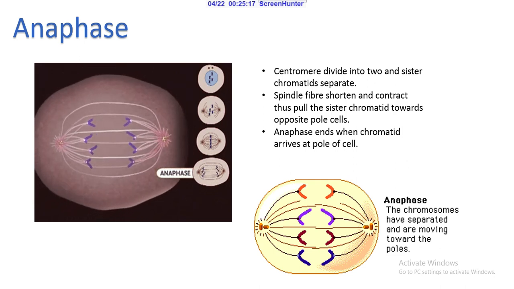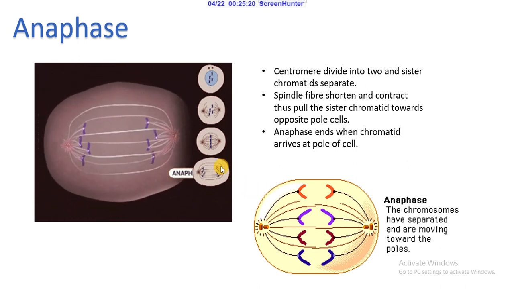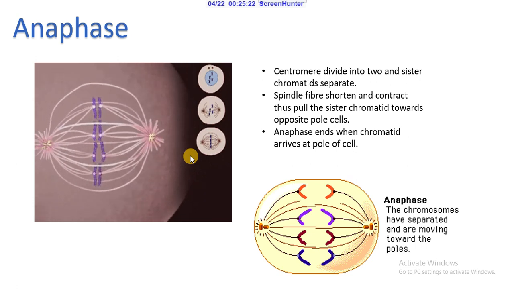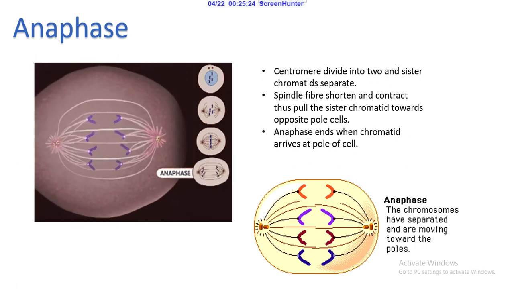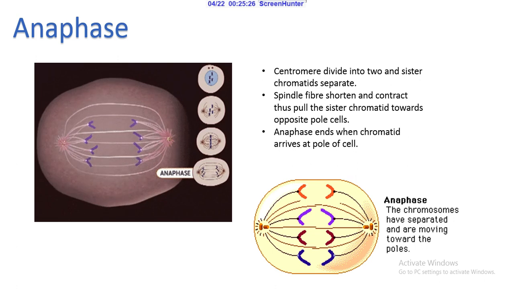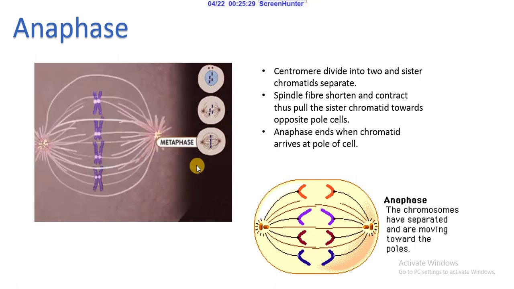So anaphase ends when the chromatid arrives at the pole. In anaphase it has not arrived; it's just been pulled towards the opposite pole. So here is how it happens.